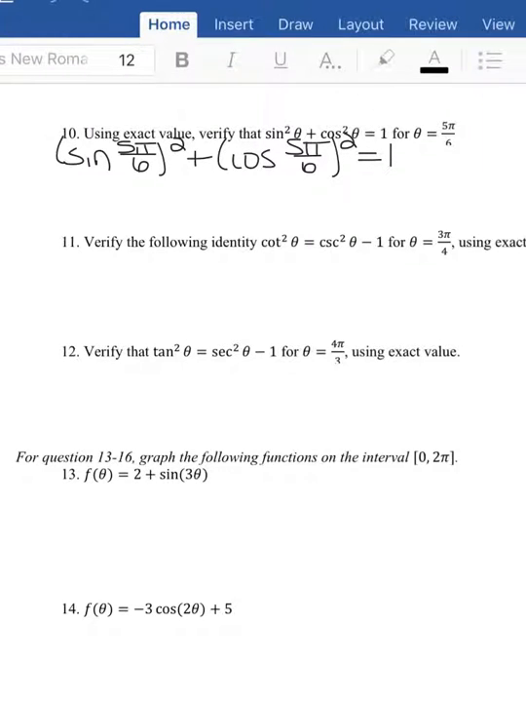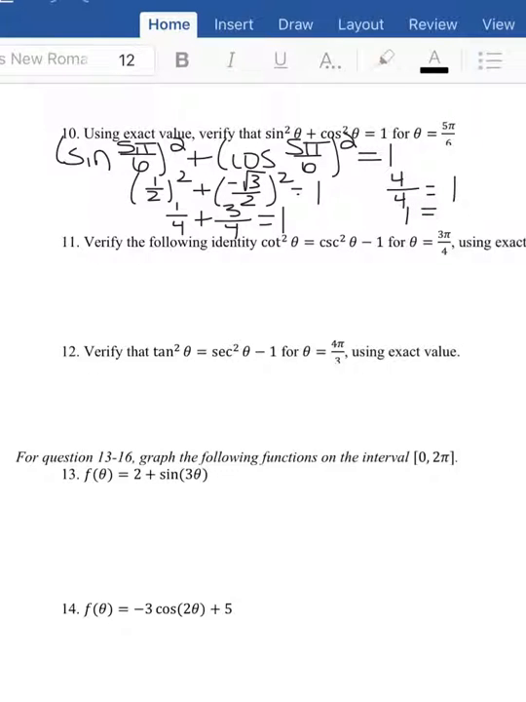So in my calculator, again, I'm in radian mode. Sine of 5 pi over 6 is 1/2 squared, plus cosine of 5 pi over 6 is negative square root of 3 over 2 squared equals 1. 1/2 squared is 1/4, right? 1 squared is 1 divided by 2 squared is 4, plus negative square root of 3 squared is positive 3 divided by 2 squared is 4. 1 plus 3 is 4 over 4, which is 1. 1 equals 1, so it works.